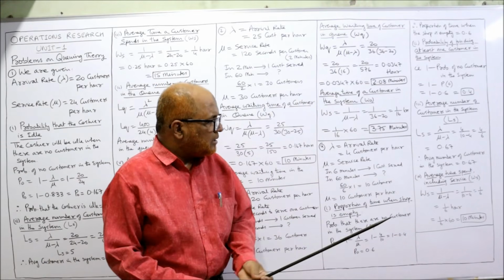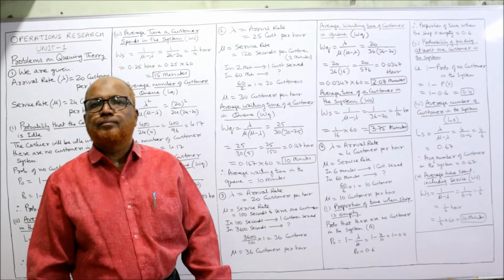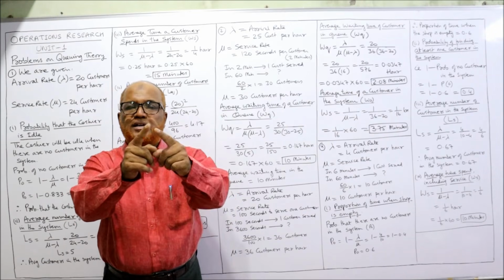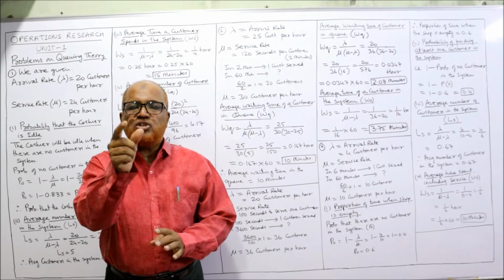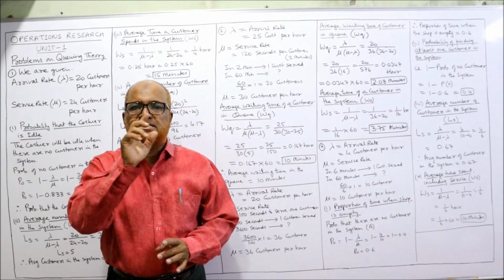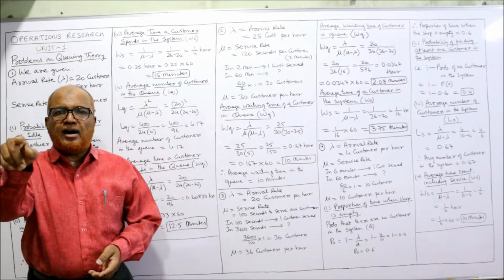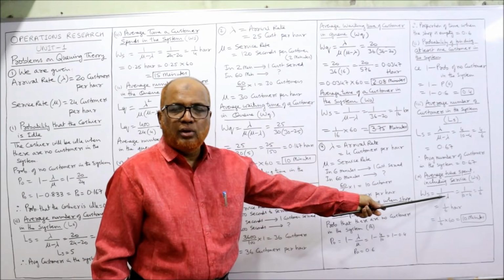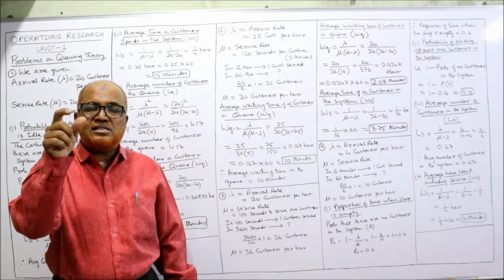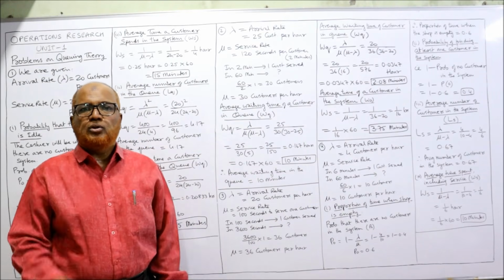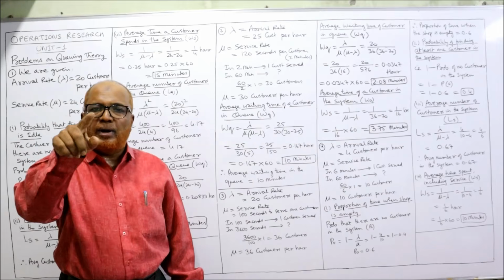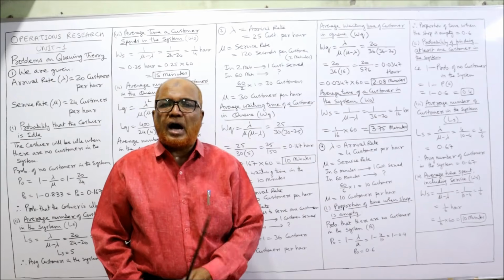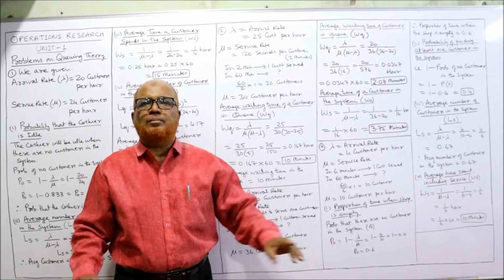Now, fourth question: average time a customer spends including service. That means how much time a customer spends in the whole system. The average time a customer spends in the whole system is Ws. The formula for Ws is 1 divided by mu minus lambda, 1 divided by 10 minus 4. So 1 by 6 hour, because it is a time. If you want in minutes, multiply by 60. 1 divided by 6 into 60, you will get 10 minutes. So average time a customer spends in the whole system is 10 minutes.